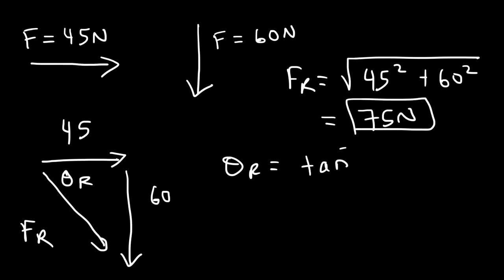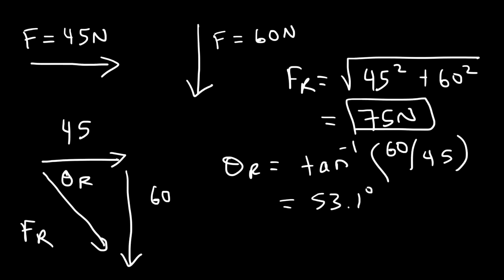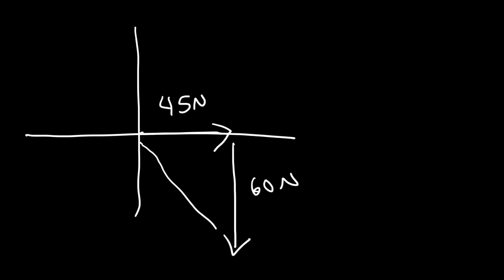So it's going to be arctangent, the force in the y direction divided by the force in the x direction. So that's 60 over 45, which is 53.1. Now that's the reference angle. The first force vector is positive. It's directed east. The second one is directed south. So therefore, the resultant force vector is in quadrant 4.